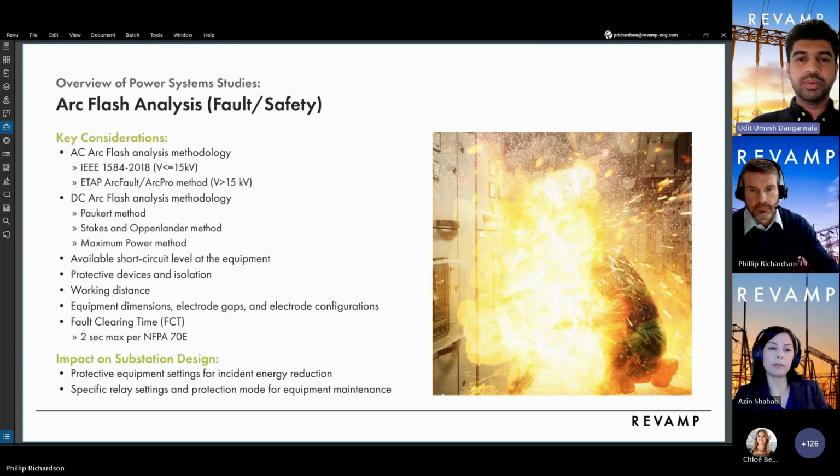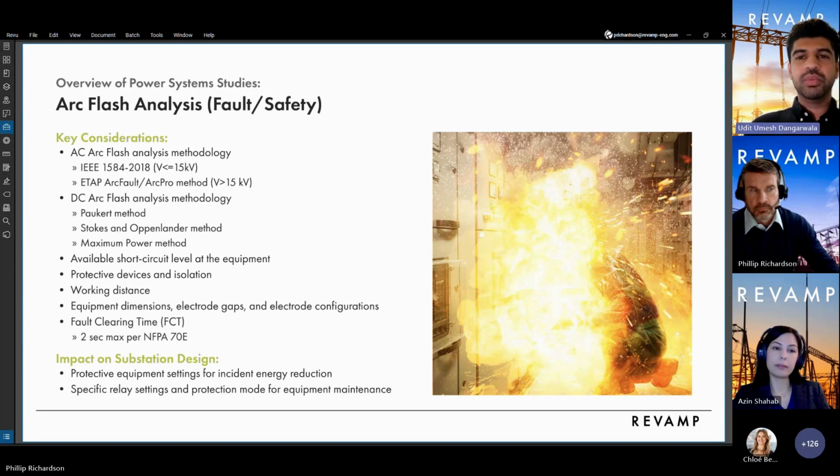Some of the inputs which impact the results and incident energy values for arc flash are the available fault levels at each equipment, the protective device and their isolation at each of these equipments, the working distance at which the incident energy values are calculated, the equipment dimensions, electrode gaps and electrode configurations, and the fault clearing time. It should be noted that for equipment where the fault clearing time exceeds 2 seconds, a 2-second max can be utilized to calculate the incident energy for NFPA 70E.